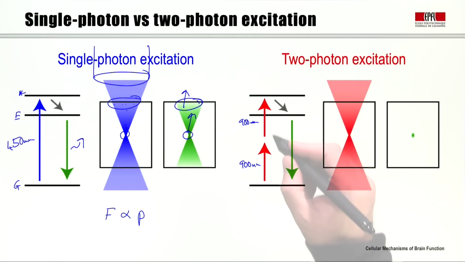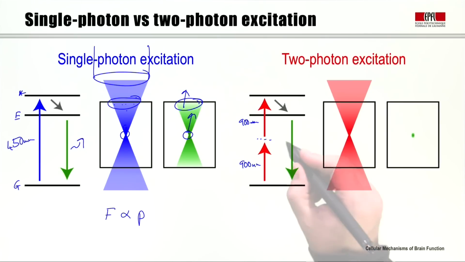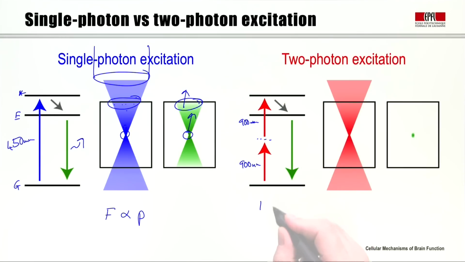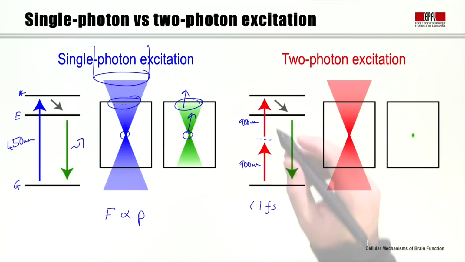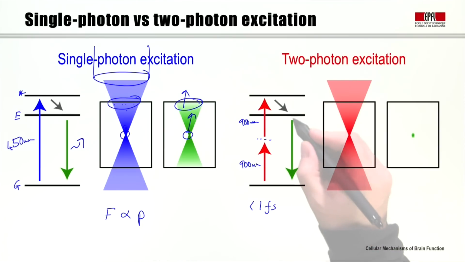These two photons need to be absorbed nearly simultaneously. We go through a virtual state here in the Jablonski diagram. That virtual state has a lifetime of less than 1 femtosecond, so basically these two photons need to be grabbed simultaneously. That excites the fluorophore, and again we get the emission of our standard green fluorescence.